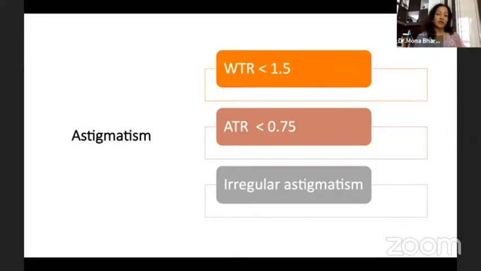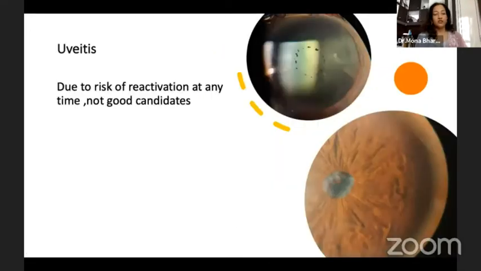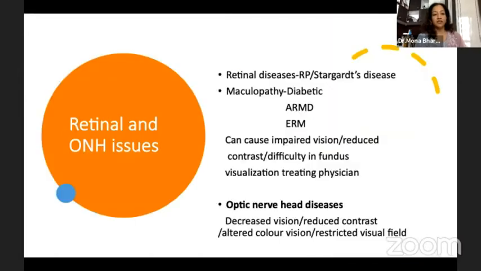Astigmatism of more than 1.5 with the rule, and against the rule of more than 0.75, should be carefully ruled out, and irregular astigmatism should always be evaluated with a tomography examination. Uveitic patients are not at all good candidates for multifocal IOLs. Retinal issues like RP and Stargardt disease should be ruled out. Maculopathy, diabetic changes, ARMD, and ERM can cause impaired vision, reduced contrast, and thereby difficulty in fundus visualization by the treating physician with these forms of IOLs. So these are strict no's.